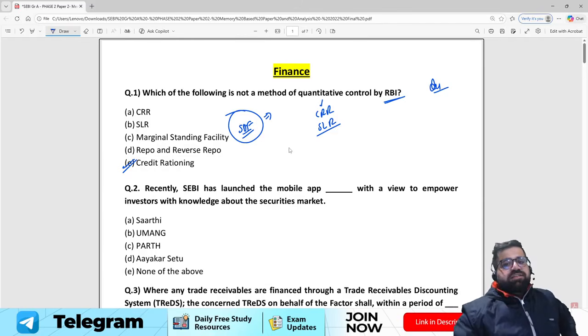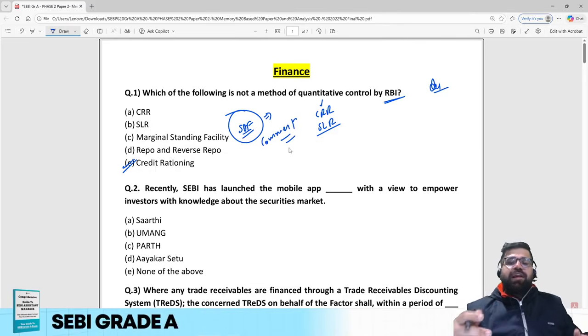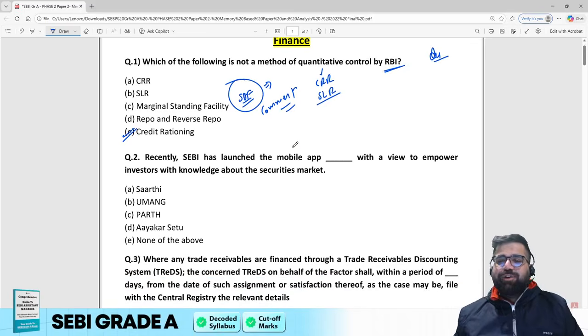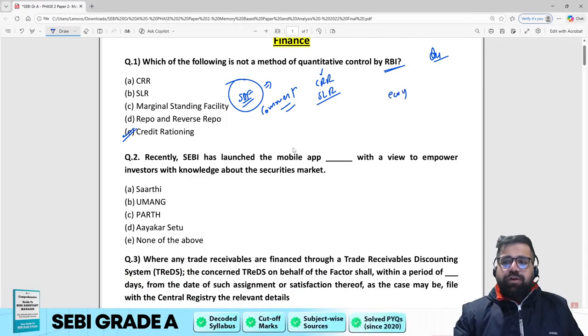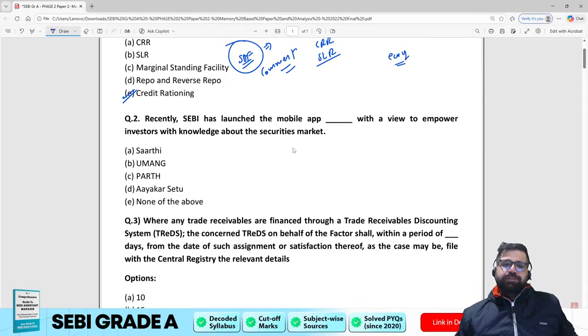Do let me know your answers in the comment box. Okay. So let's move ahead to the next question. This was an easy one according to me. You could have solved it in the real paper also.